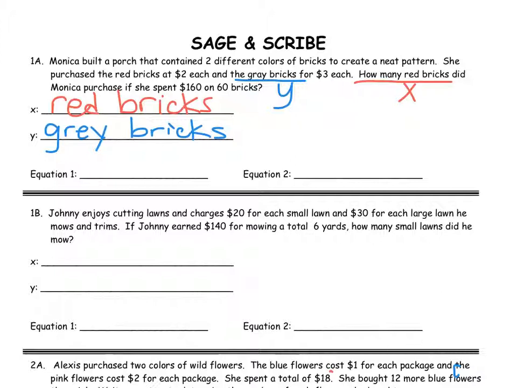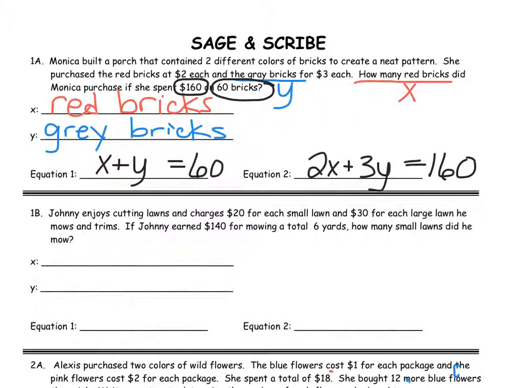So pause your video and see if you can figure out what the two equations are, and then start the video. Okay, so if we look at this very last sentence, the very last sentence gives us both of our totals. She spent a total of $160 on a total of 60 bricks. So the first thing I did was I put my two equals, did equals 60 and equals 160. Then I already know 60 bricks, that's a combination of red bricks plus gray bricks. So x plus y equals 60.